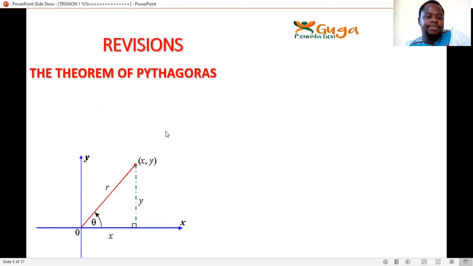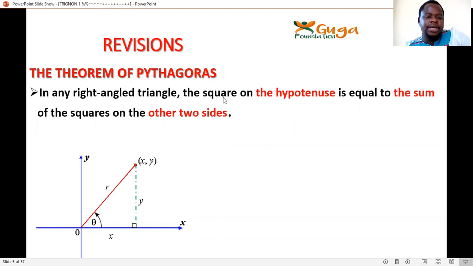Now, let's look at some revision, the theorem of Pythagoras. In any right angle triangle, the square of the hypotenuse is equal to the sum of the squares of the other two sides. In other words, r squared, which is this radius, will be the sum of x squared plus y squared.